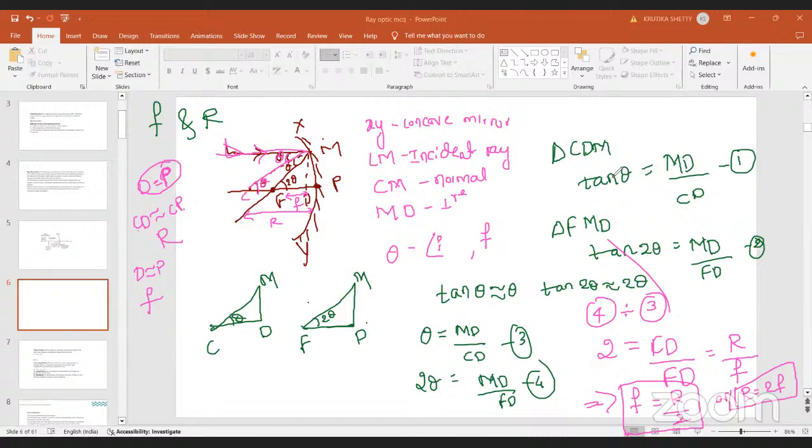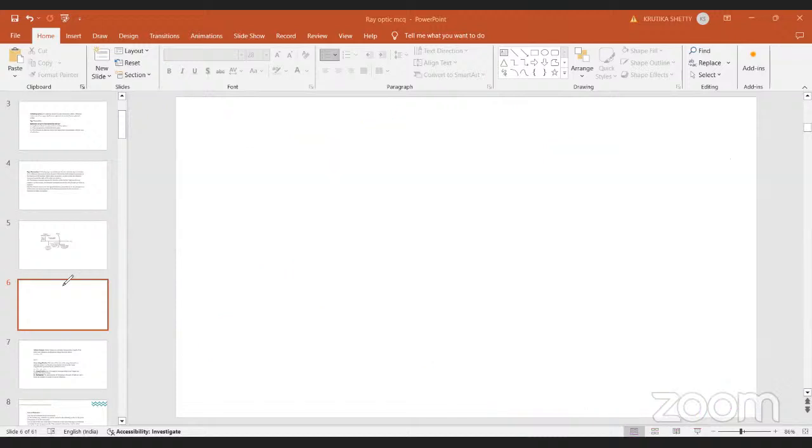FMD triangle. Tan theta, tan 2 theta. So take the ratios, the derivation is over. Okay, so here if you are feeling any difficulty, I will explain the derivation simply, look.